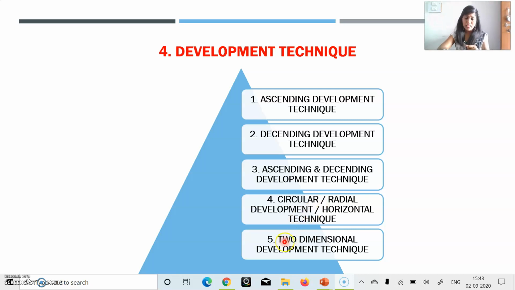And the next category is known as the two-dimensional development technique. From one direction the samples are spotted and allowed to run, and after some time, after drying of that sample, it is allowed to flow from the second direction. You can also say the sample can be run on one axis, and after some time it is again allowed to flow from the other axis for the analysis.